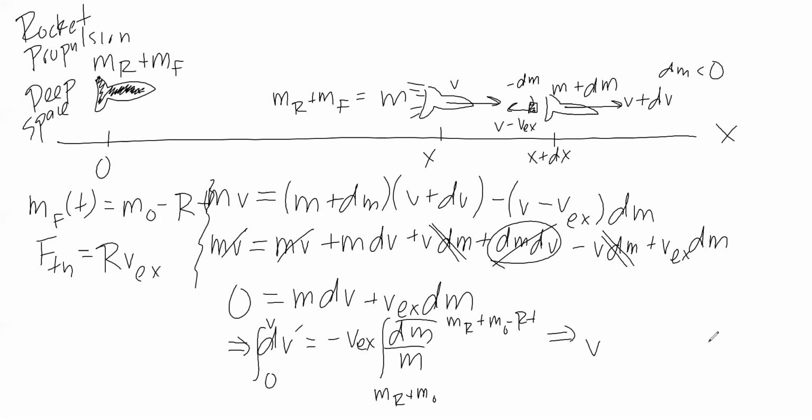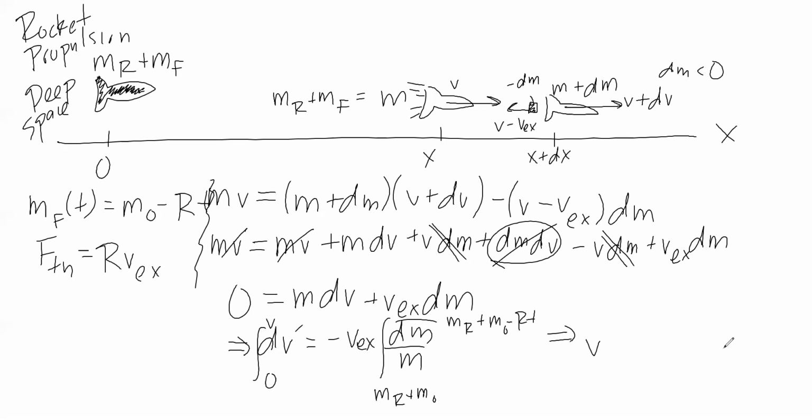By the way, the negative in front of the V exhaust flips the natural log. That is, it flips the limits, because minus natural log of x equals natural log of 1 over x. I don't have time to go into the picture behind that, but that's a property of logs. And so it's really natural log of 1 over m between those limits.